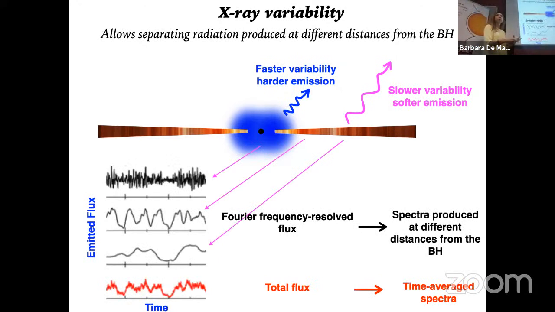So basically, when we observe the system, we extract a light curve. We have contribution from all these components, so fast and slow variability. So we can extract the light curve, take a time average spectrum, and do our analysis. But we can also apply Fourier techniques and decompose these light curves into several components that would correspond to emission from different radii of the accretion flow. So by studying these different components, we can extract spectra, so we can have an idea of what is the spectral shape of the component of the emission that comes from different distances from the black hole.